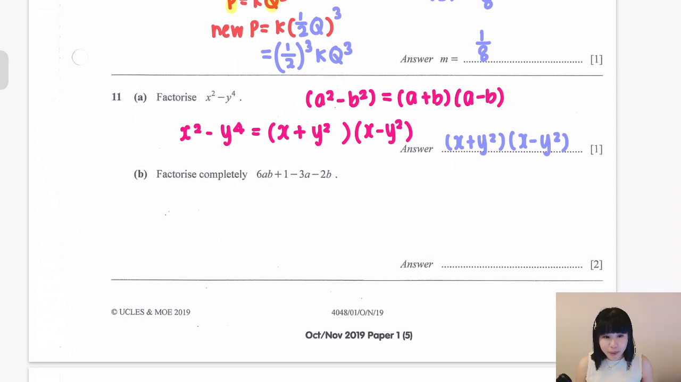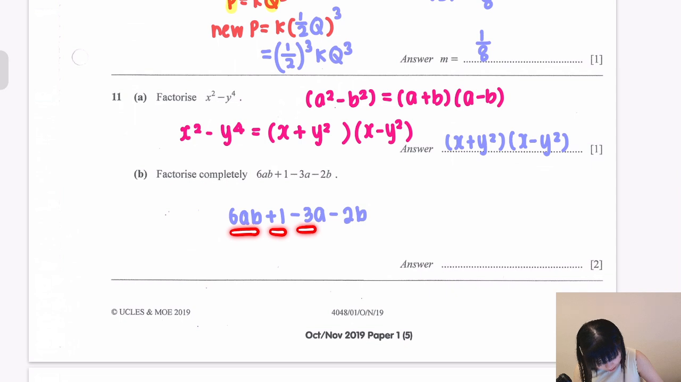Question 11b. Factorize completely 6ab plus 1 minus 3a minus 2b. Now, if you take a look here, all the terms here are unlike terms, so we can't simplify it anymore. And how many terms are there? We have 1, 2, 3, 4 terms. So 4 terms, usually what we do is we group 2 by 2 and then we try to factorize first.